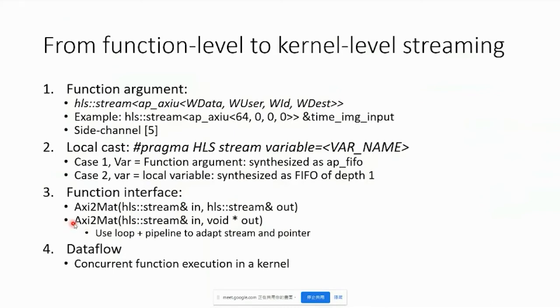Interestingly, for example, in the second type, its input is a stream, but its output is a pointer. I looked into what happens within this function: the first type has both input and output as streams, but in the second the output is just a pointer. So in the second form, it uses a loop and pipeline to adapt the stream to a pointer. So with the first three bullets 1, 2, 3, in the end, we can unleash the true power of dataflow.